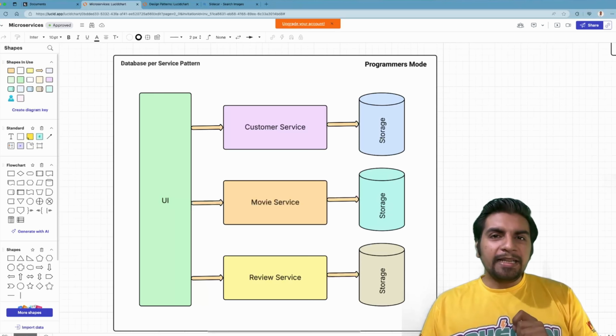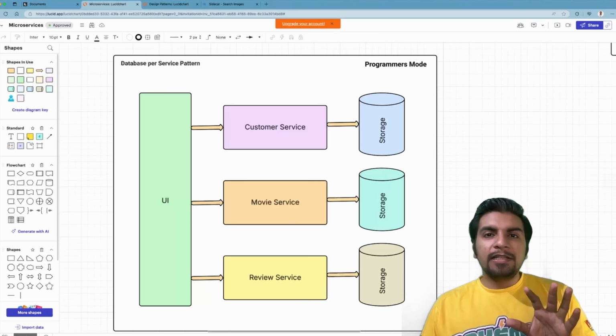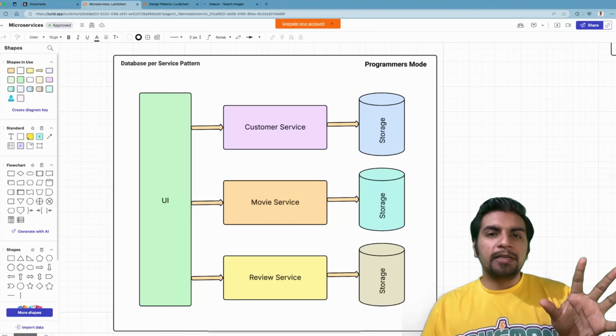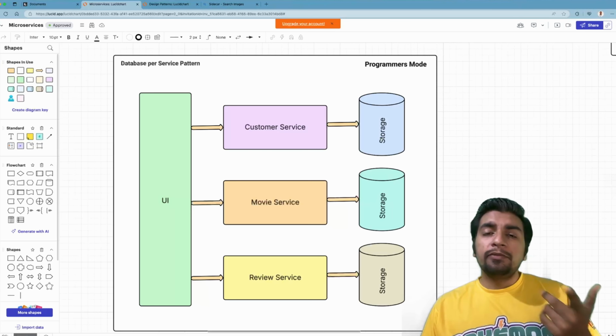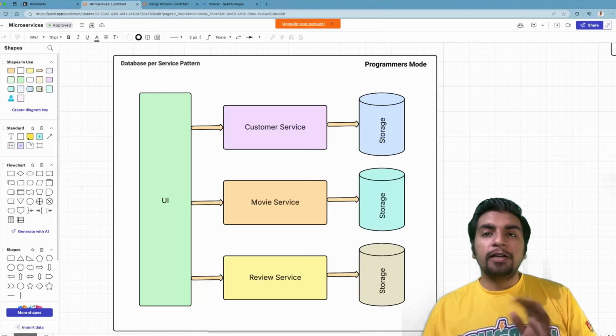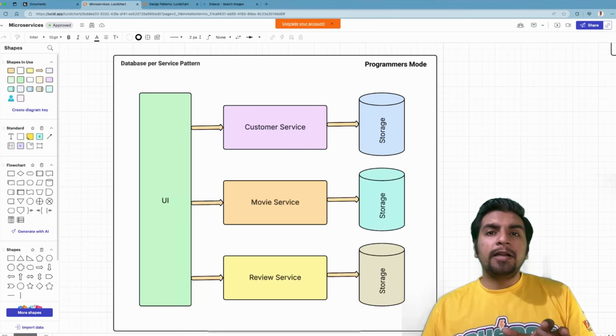Now, implementing it usually means each service has its own database instance or schema. Services communicate via APIs instead of direct database queries. Any cross service data needs are handled through event publishing or API composition. This prevents services from becoming dependent on each other's database structure.